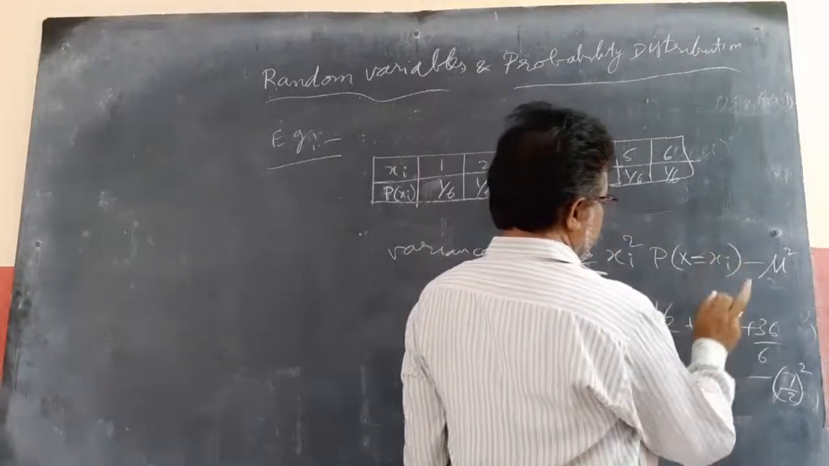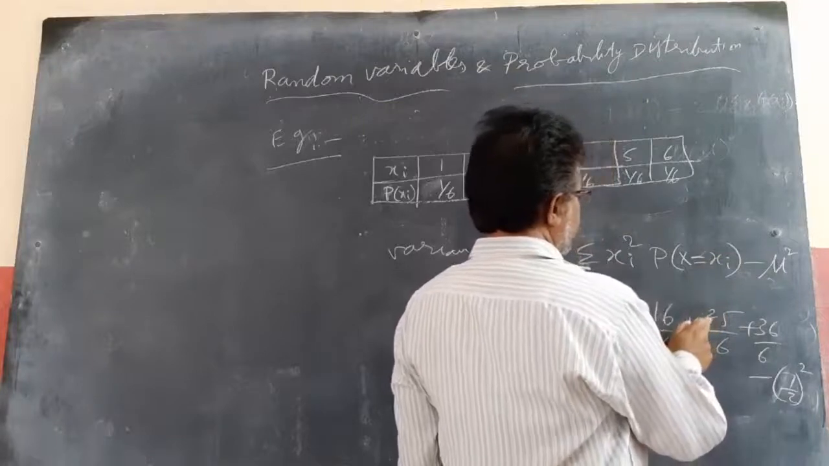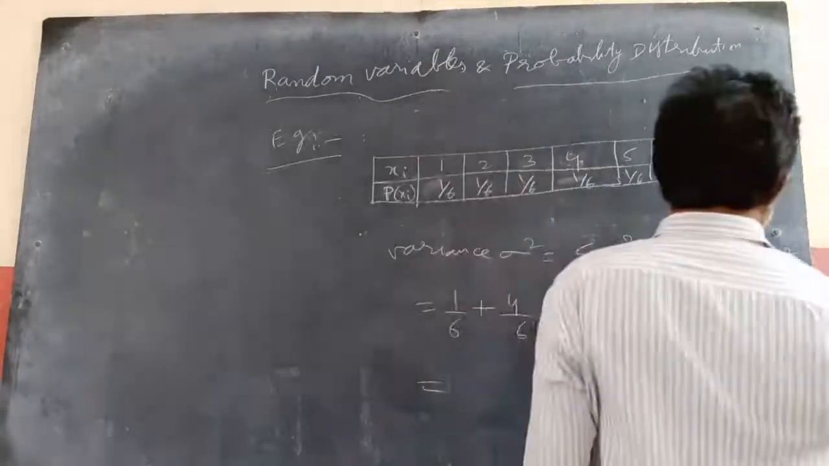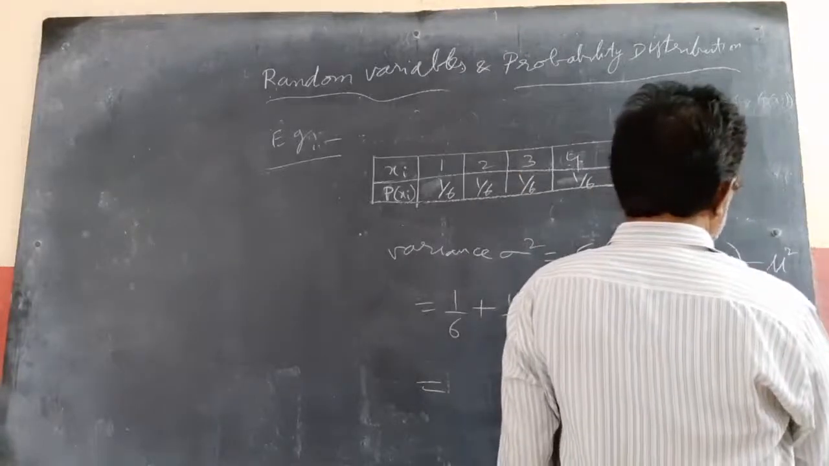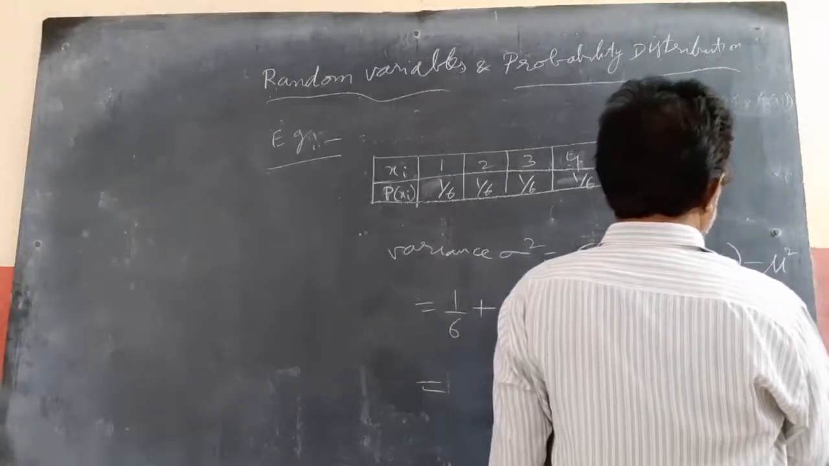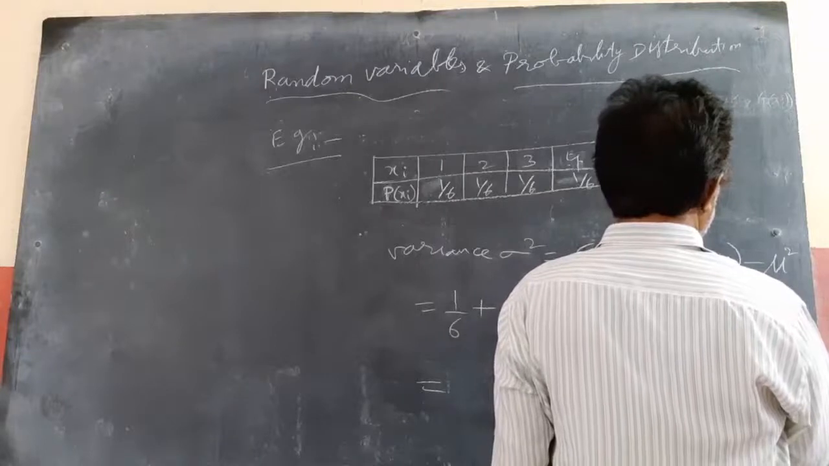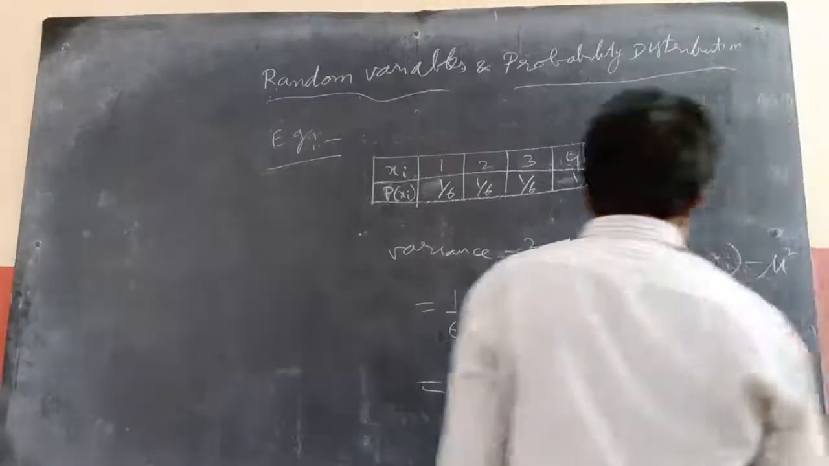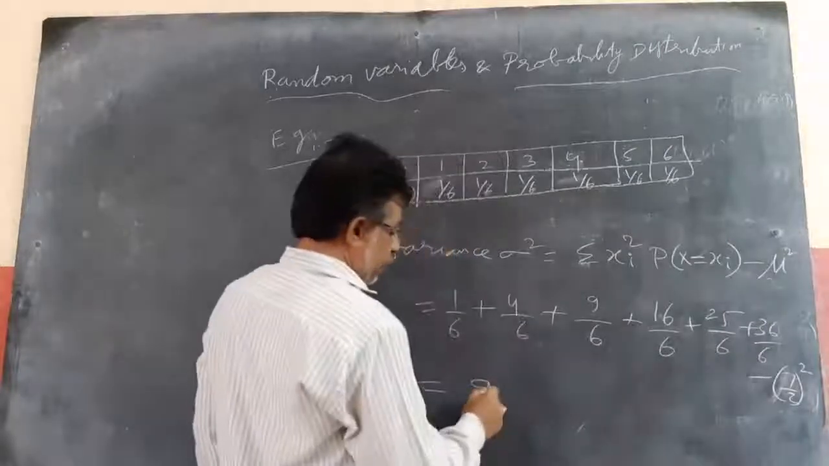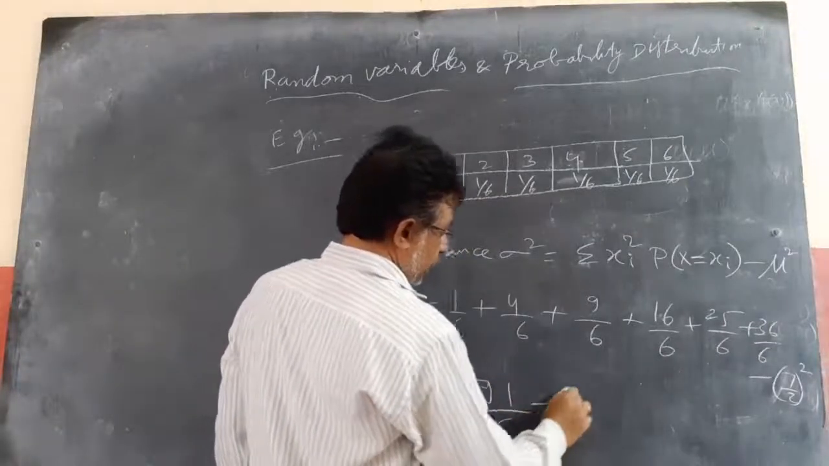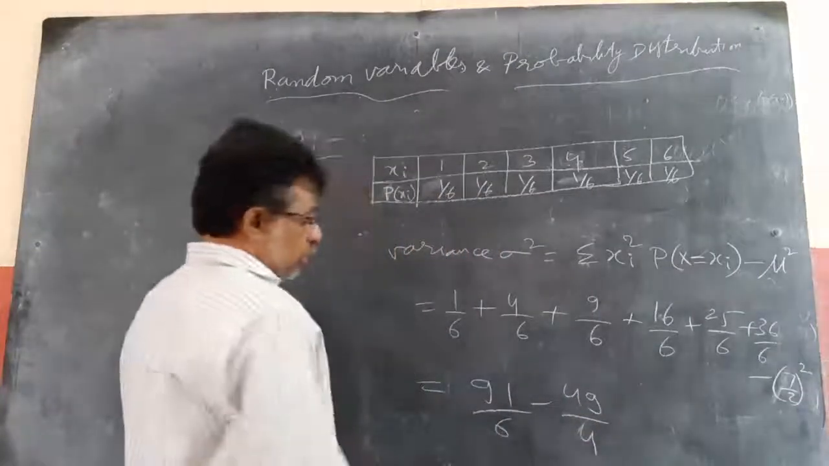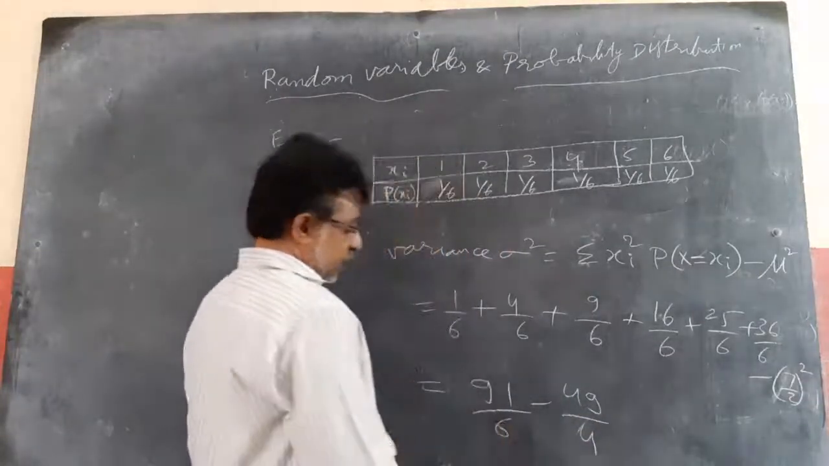30 plus 25 is 55. 55 plus 30 is 85. 85 plus 6 is 91. 91 by 6 minus 7 square is 49 by 2 square is 4. If anything is cancelled, you can cancel.